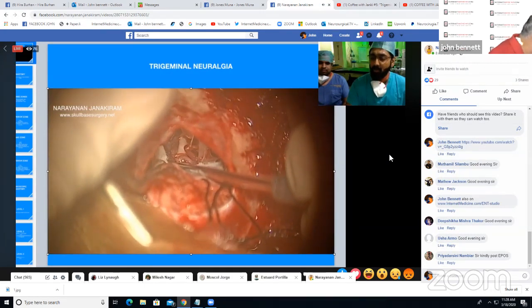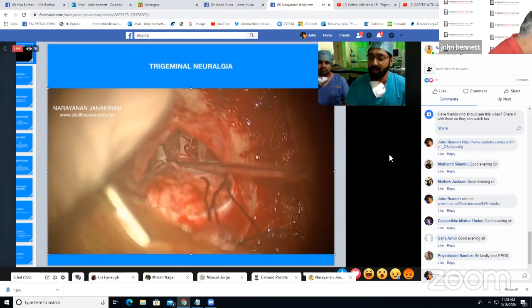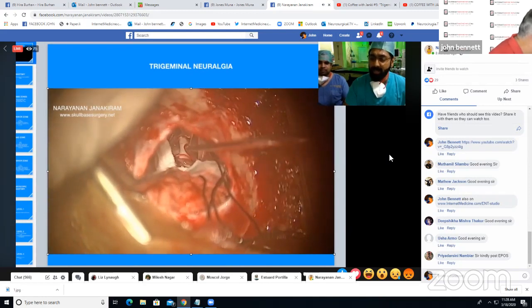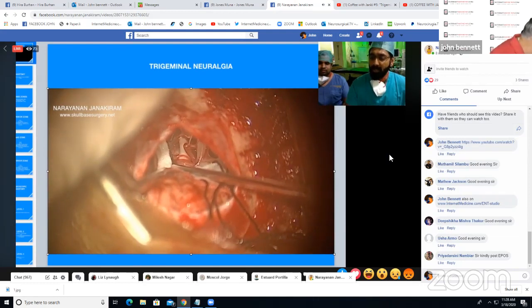You can see how beautifully the loop is being gently teased off, and you can see the demyelination. When you tease it off, you can see demyelination, and this we did yesterday night. So that's why I thought I will just post this video for you to see. You can see that the nerve is actually compressed by the vessel, and we will deal with all the theory very soon.